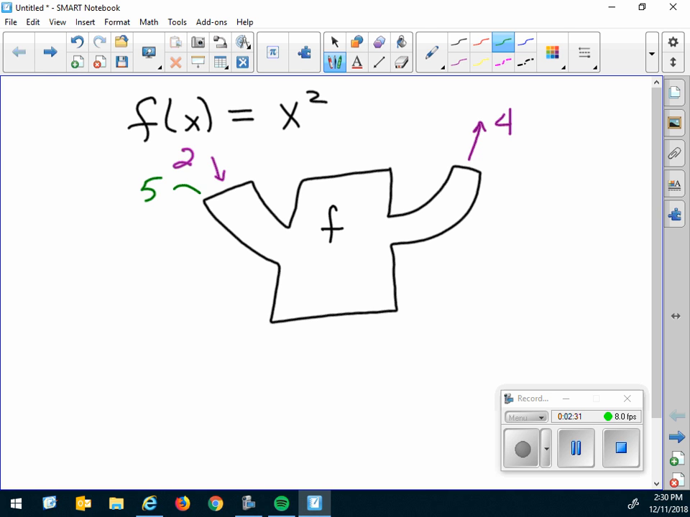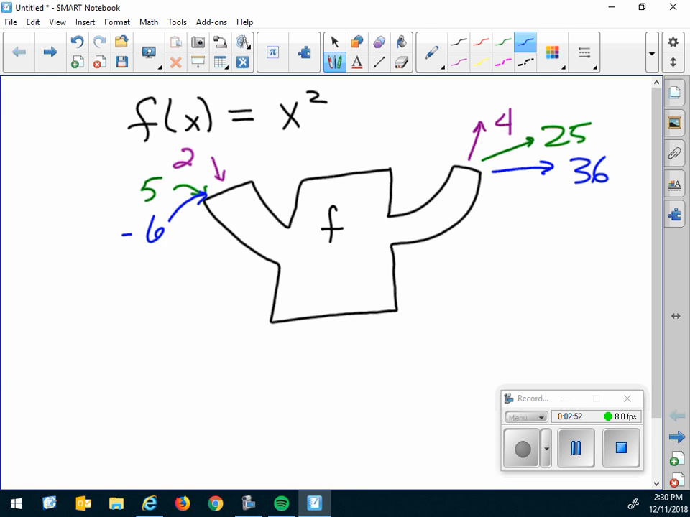5 goes in. What spits out? 25. -6 goes in. What spits out? 36. That's a function, okay?